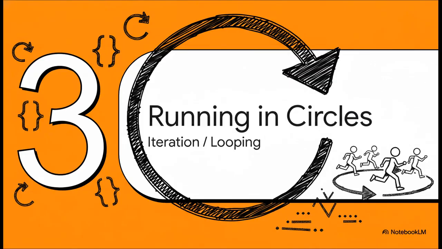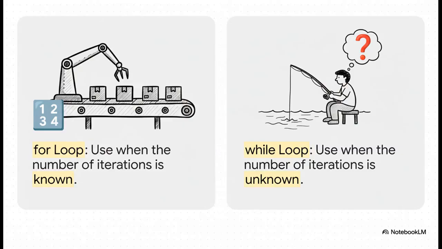All right, so we've covered making choices. But what about doing things over and over and over again? I mean, who wants to write the same line of code 100 times? Nobody. And that's where we get the incredible power of loops, or what's called iteration. We have two main workhorses here. The for loop is your go-to when you know exactly how many times you need to do something, like count from 1 to 10. Easy.